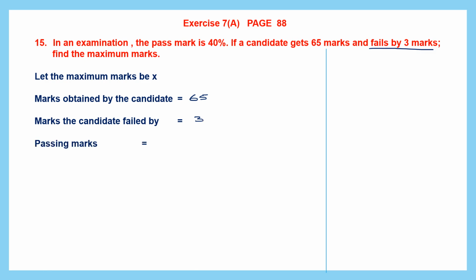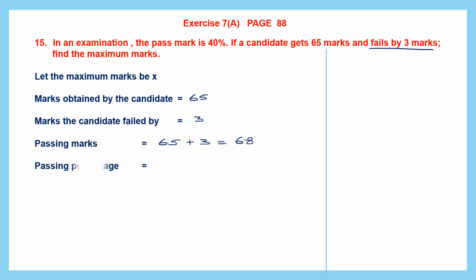Then passing marks. What do you think the passing marks is? Now the candidate got 65 and she did not reach the passing marks because she failed by 3 marks. So to get the passing marks, if we add up these two, that will give us the passing marks. So 65 plus 3 is 68. So this is the passing mark.